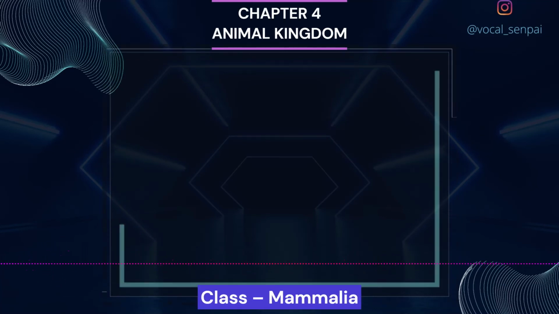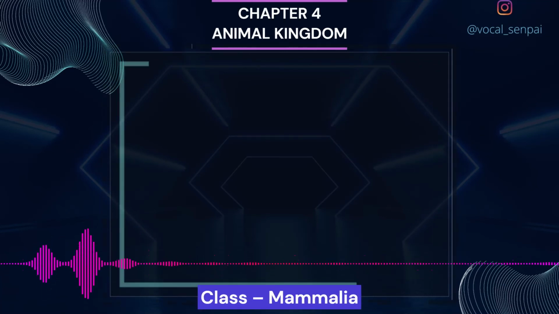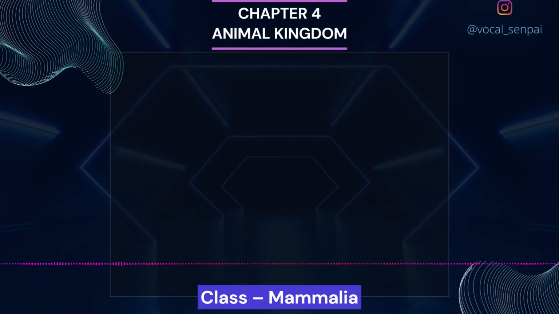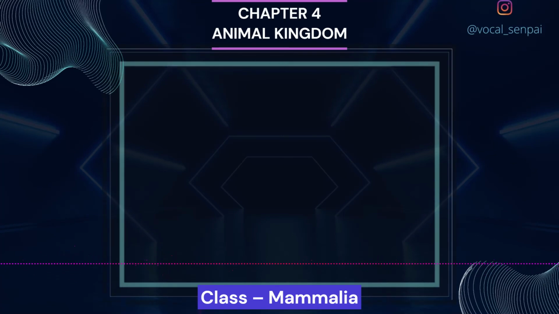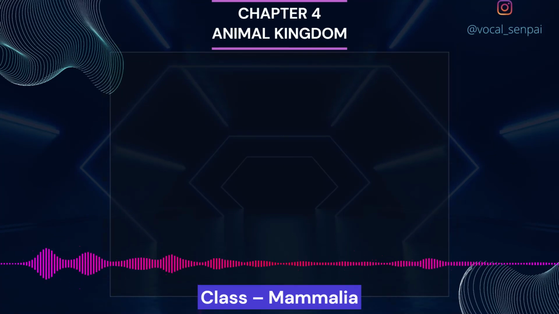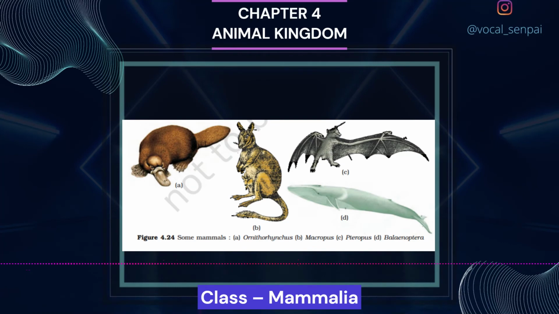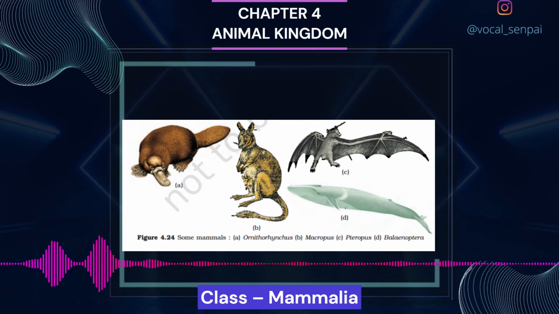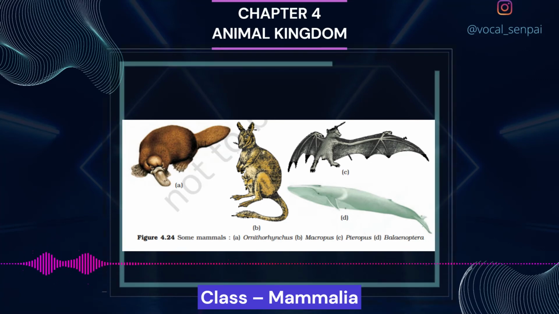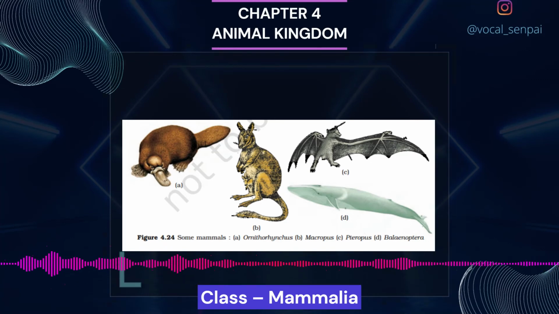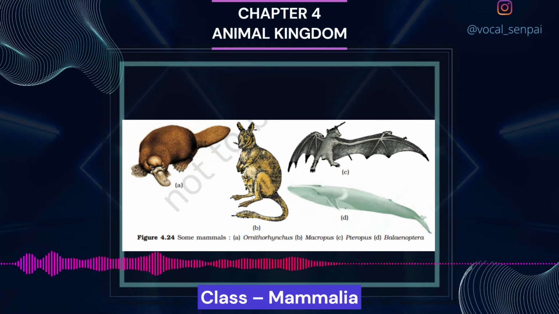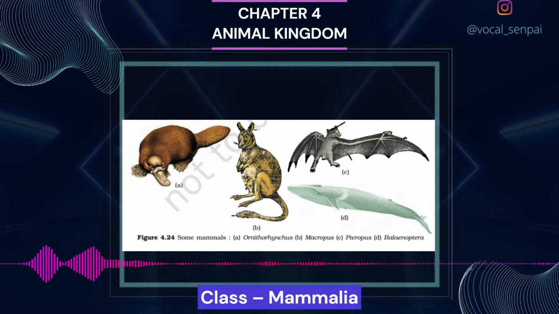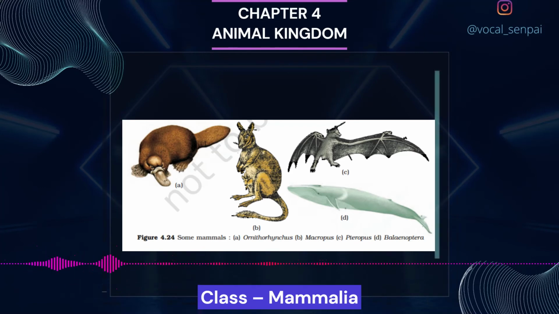Class Mammalia. They are found in a variety of habitats: polar ice caps, deserts, mountains, forests, grasslands and dark caves. Some of them have adapted to fly or live in water. The most unique mammalian characteristic is the presence of milk-producing glands, mammary glands, by which the young ones are nourished. They have two pairs of limbs, adapted for walking, running, climbing, burrowing, swimming or flying, figure 4.24.